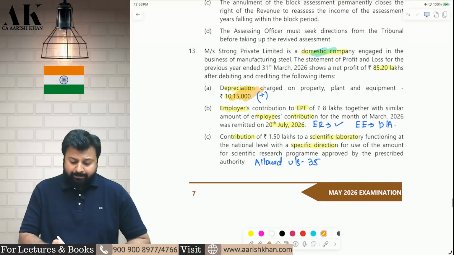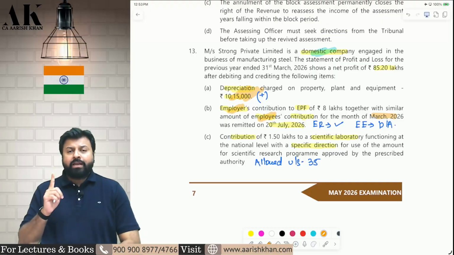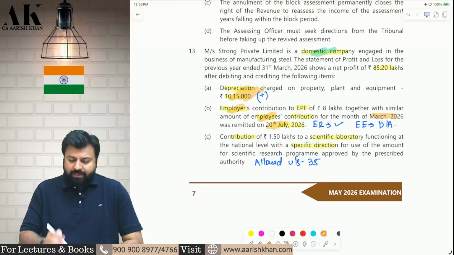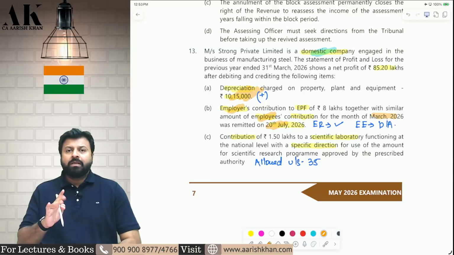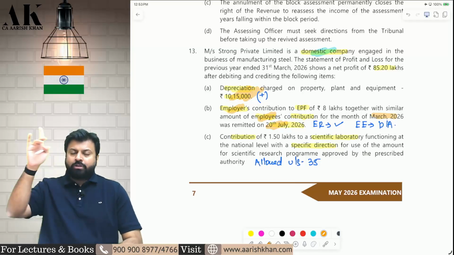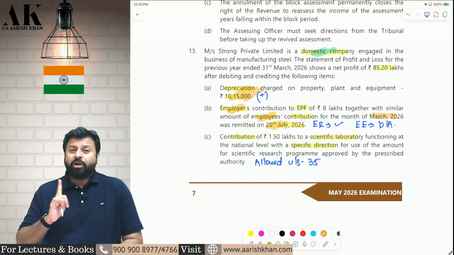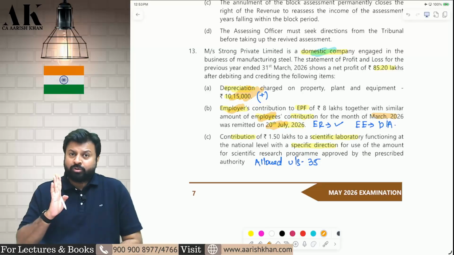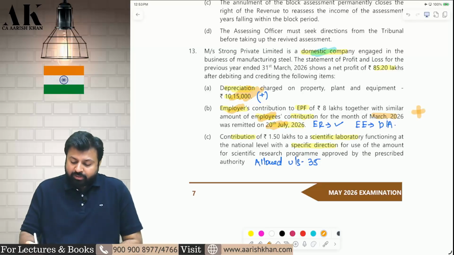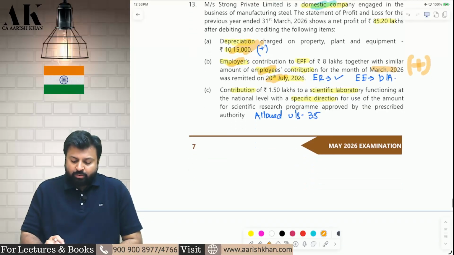Then employer contribution and employee contribution of March. Employer as well as employee contribution of March is paid in the month of July. Is it correct? No. Employer contribution you can pay up to the due date of filing of return, it is allowed. But employee contribution has to be paid up to 15th of the following month. So employer contribution is correct, but employee contribution is wrong. Therefore, employee contribution in this case will be disallowed. I hope it is clear to all of you.